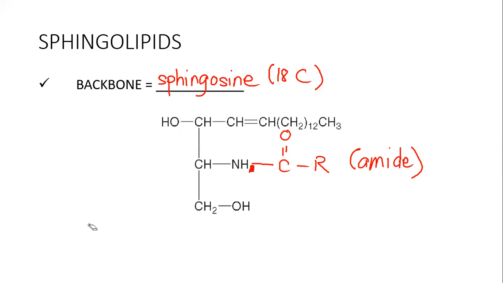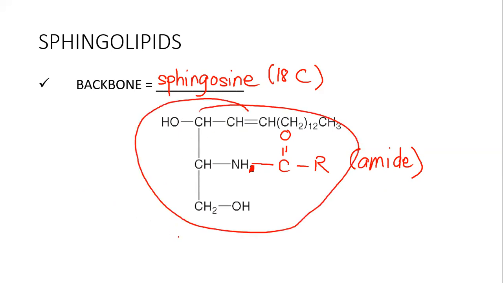And class, another thing, what we call this structure: the combination of the sphingosine backbone and a fatty acid is called ceramide. Okay? This structure, in which the sphingosine is combined with a certain type of fatty acid, we call ceramide.